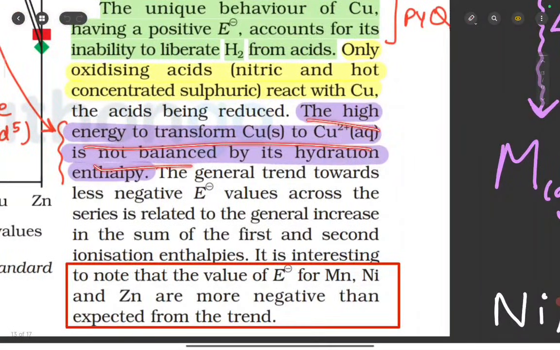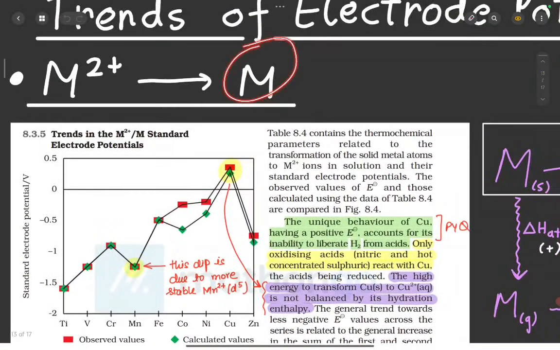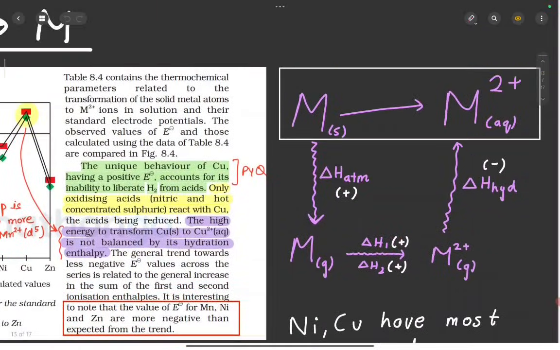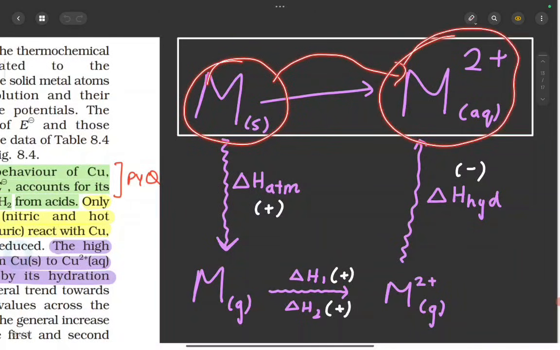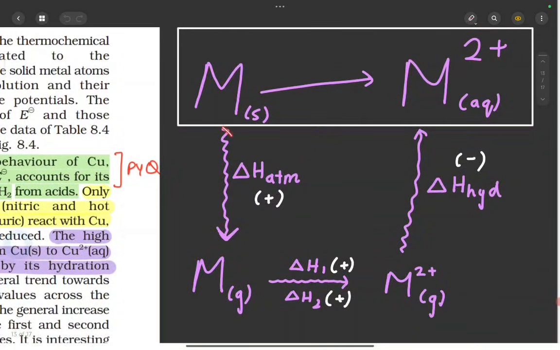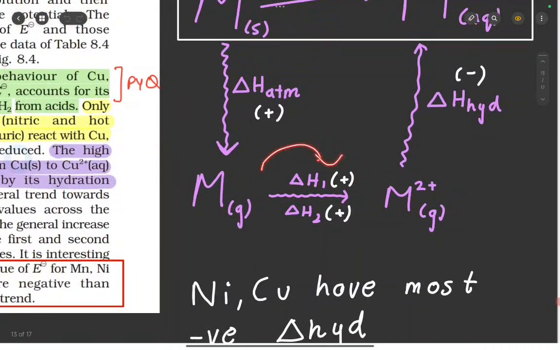And why is this? Why is it not able to liberate H2 from acids? And why does it want to stay in its metallic form? Let's learn about it using thermodynamics. In order to become from a solid metal atom to a hydrated 2 plus cation, first you have to go through the enthalpy of atomization. You have to go from solid to gas. Then you have to lose 2 electrons. And all of these energies are endothermic processes. They will take energy from you.